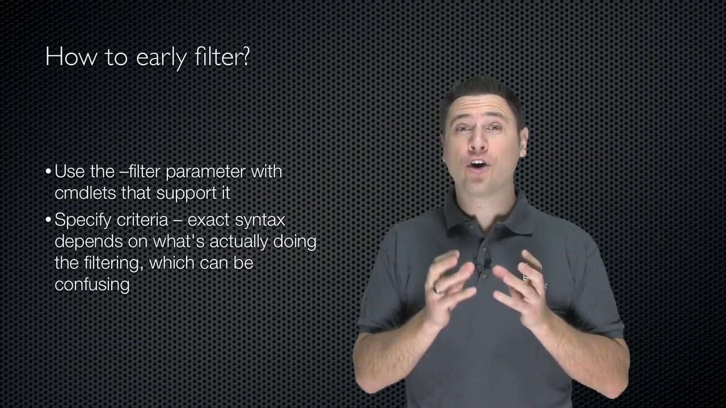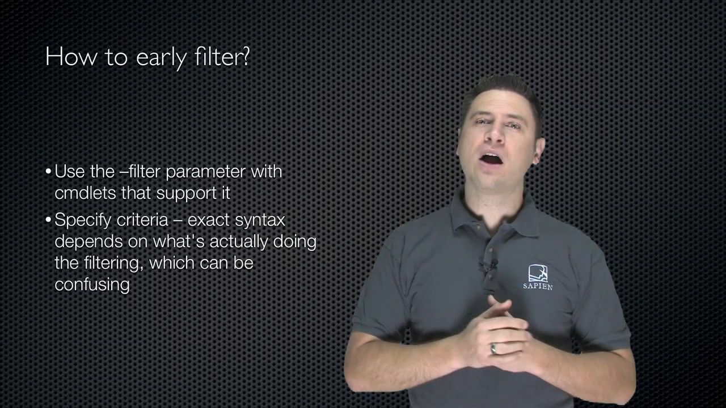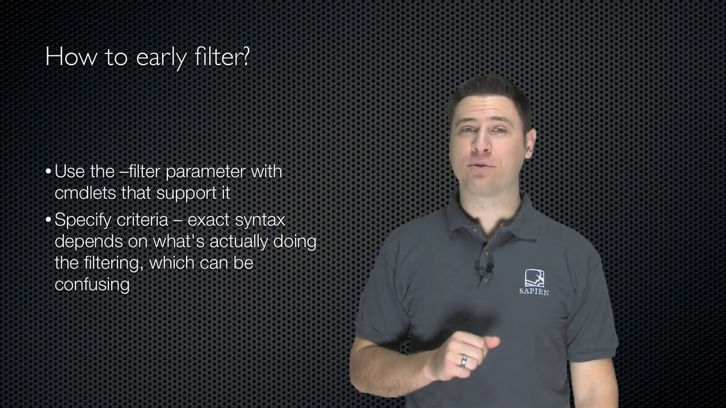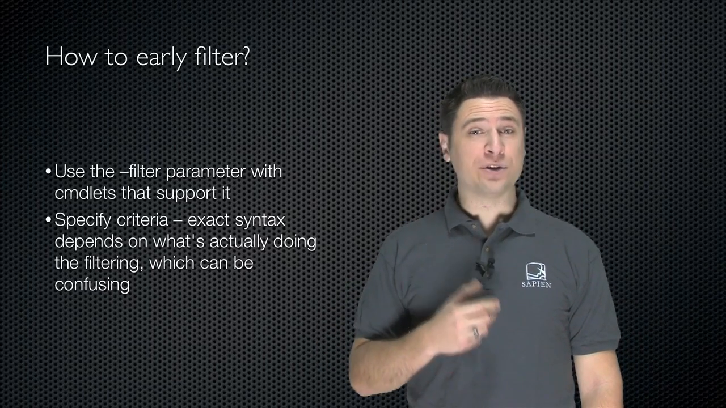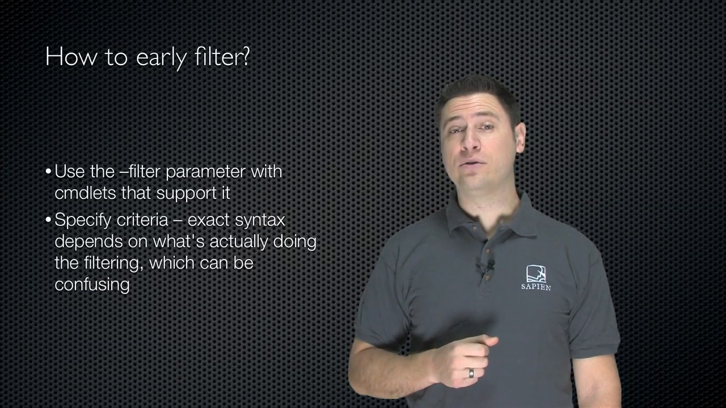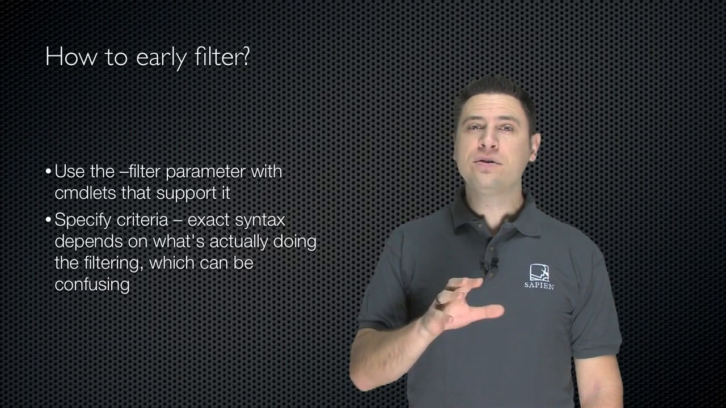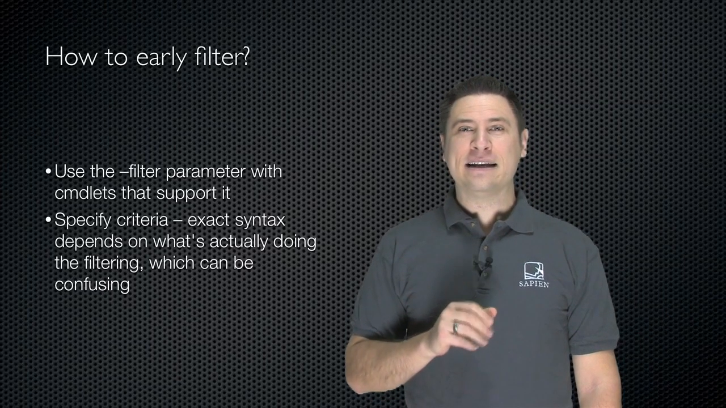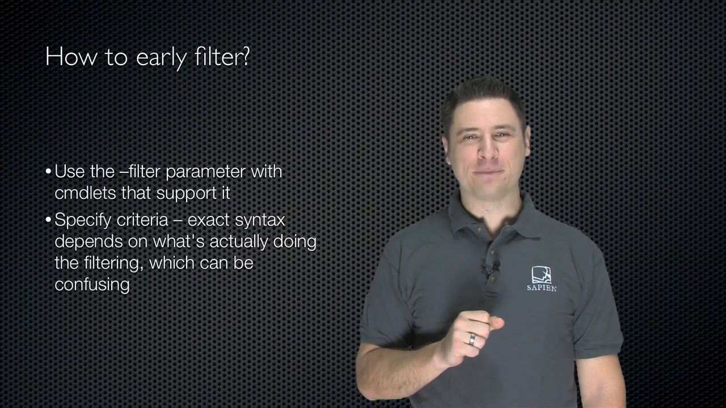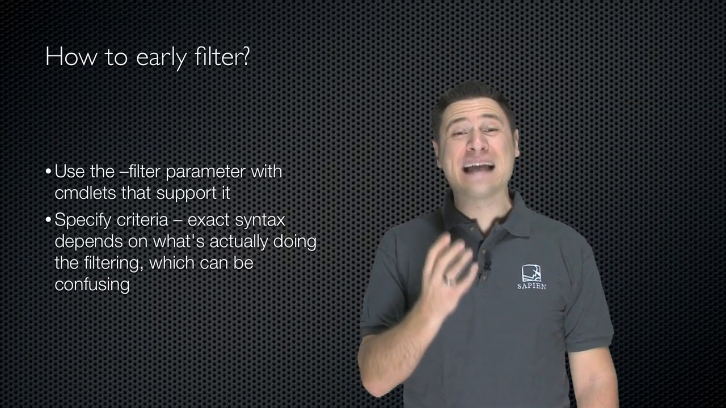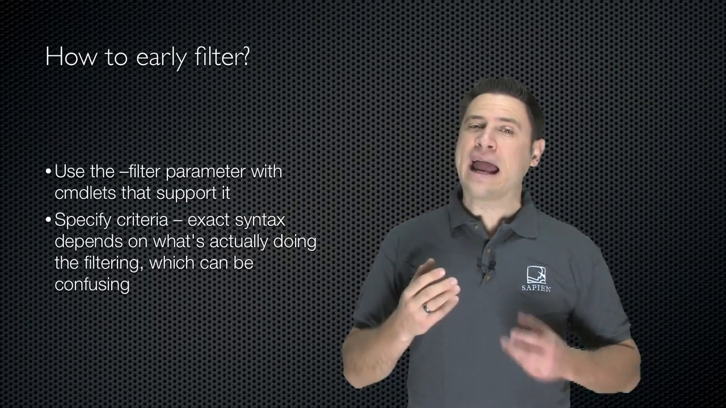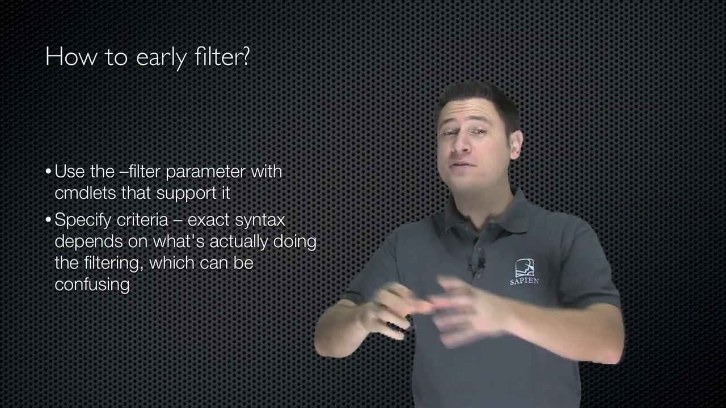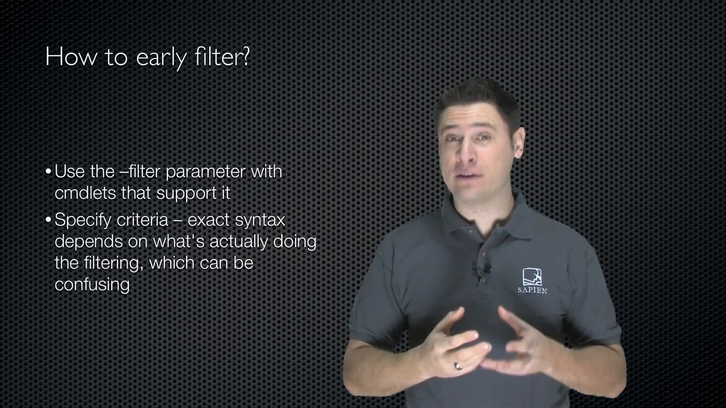So how do you go about early filtering? Well, most of the time you're going to use the -Filter parameter. Now, not every single cmdlet has this parameter, but those which do have it are the ones that let you do early filtering. So you're going to use the -Filter parameter, and with it, you're going to specify your filtering criteria. Now, the exact syntax of that criteria can be a little difficult because it depends on exactly what you're filtering. See, what happens is the criteria that you have on -Filter gets passed off to whatever technology is actually doing the filtering.